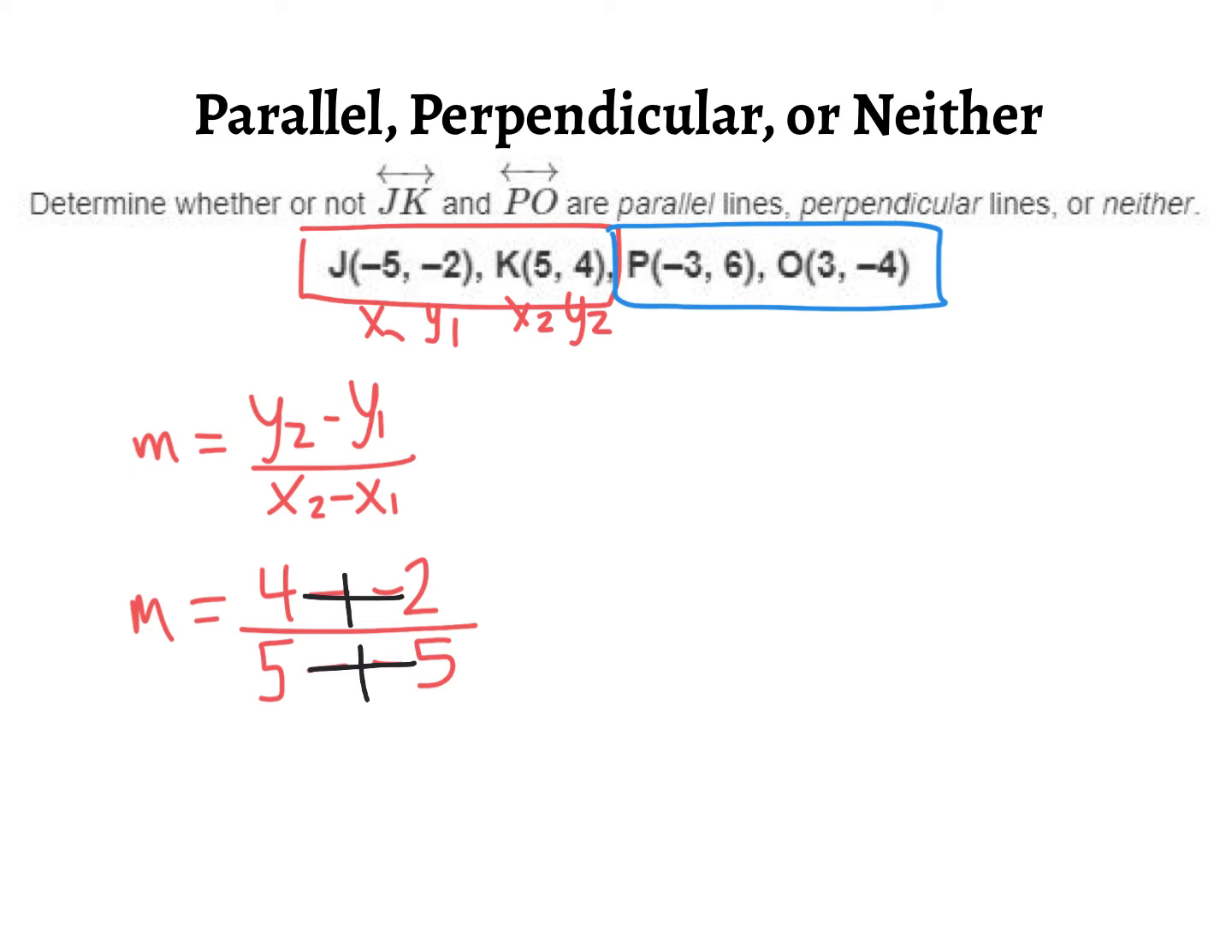So in the numerator, I have 4 plus 2, which is 6, and in the denominator I have 5 plus 5, which is 10. Notice how both numbers, the numerator and denominator, are both divisible by 2. So I can actually simplify this down to 3 over 5 as a slope.